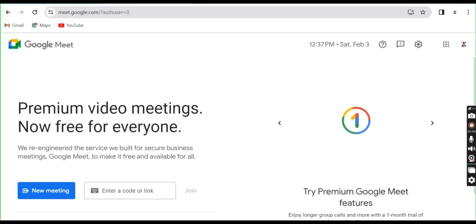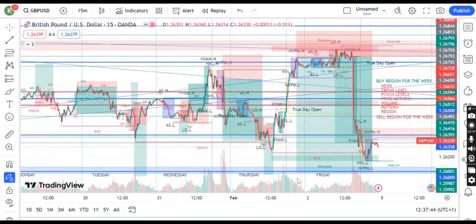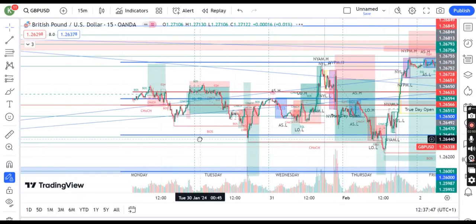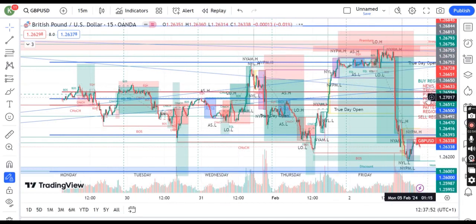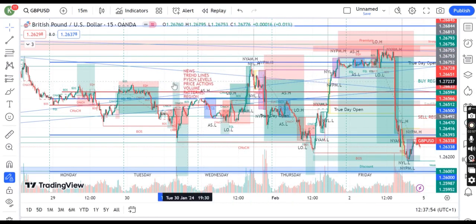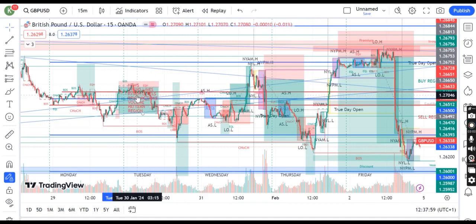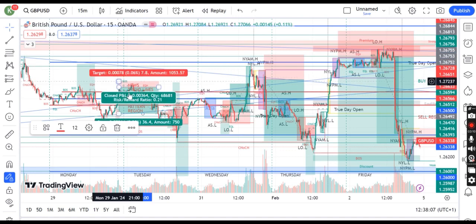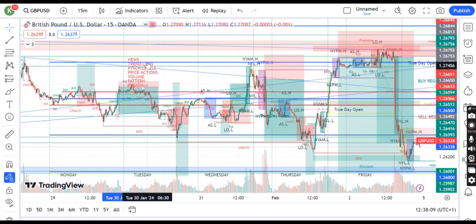So the first entry we took was on Monday morning, and this was the first entry, and we usually have various factors which we use as our reasons for taking these entries. The first one is news, trend lines, psychological level, price actions, volume, pattern, and region.